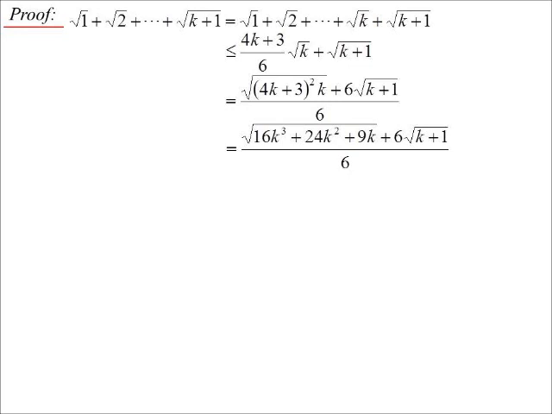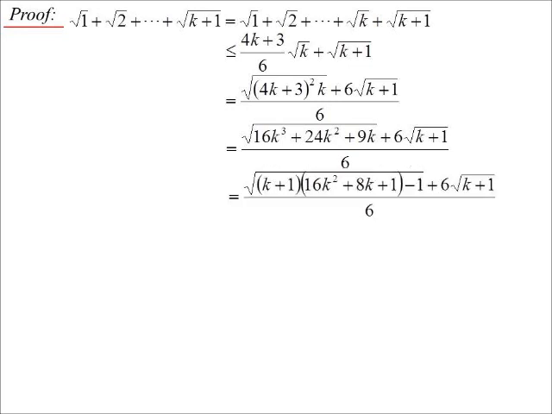If I actually expand out that 4k plus 3 squared times k, and if I factorise it, but with a little bit of a difference. So I've taken out a factor of k plus 1. And the reason I did that is because I know I want to show a multiple of root k plus 1. But of course it doesn't go in exactly. If you do the polynomial division, you get left a remainder of minus 1.